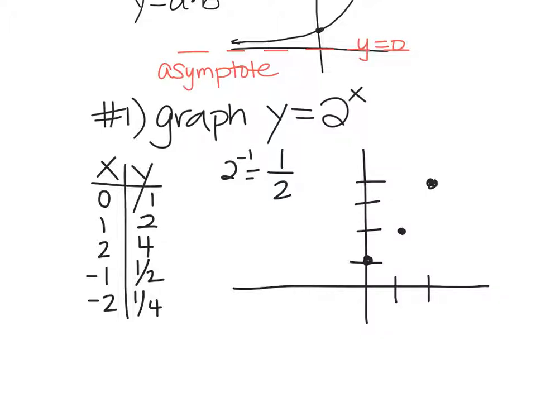Okay? If I went to 3, I'd be way up here at 8. So it's getting big very quickly. If I go over here to -1, I'm at 1/2. -2, I'm at 1/4. And don't forget, remember what I told you, it's not going to touch 0. So there you go. And make sure that you include the asymptote in the graph.